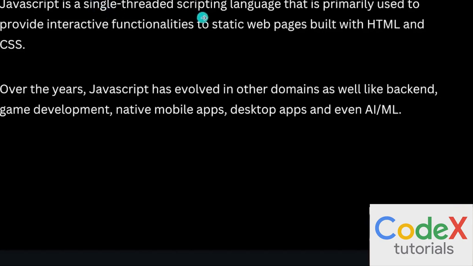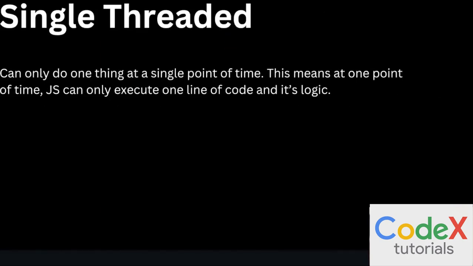Now, before we move forward, in the previous slide, I saw that there were a couple of words like single-threaded and scripting language. We need to have a clear context of what these mean. Whenever we say that a programming language is single-threaded, it simply means that this programming language can only do one thing at a single point of time. This means that at one point of time, it can only execute one line of code and its logic.